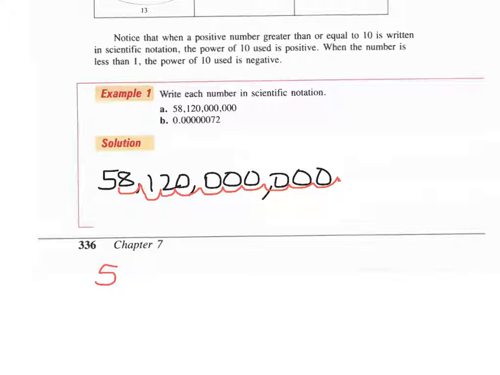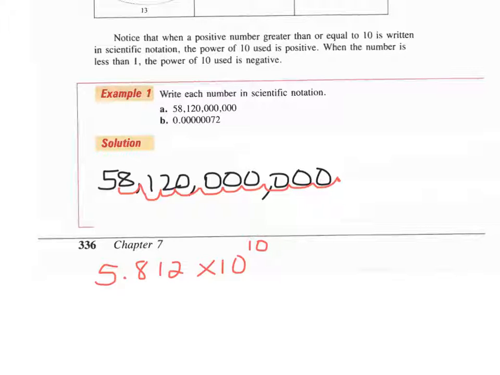So now my number is 5.812. And then the number of times I move that decimal point becomes my exponent. So it's always multiplied by some power of 10. My exponent becomes the number of jumps, or the number of times I move the decimal point. And then you're going to write all of the non-zero numbers. This is a shortened way so you don't have to write those 7 zeros at the end.